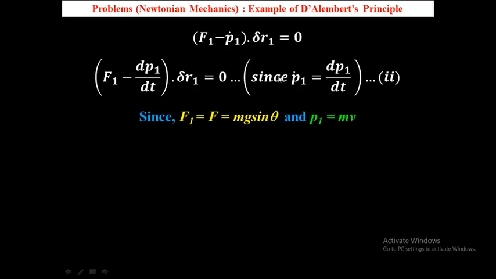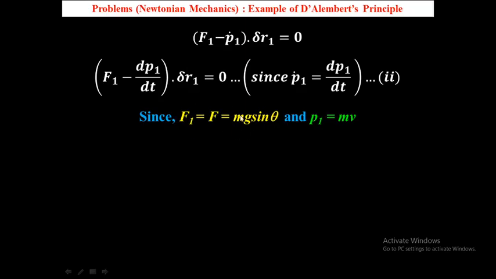So linear momentum can be written as p1 equal to mass into velocity, and this force component is mg sin theta according to the diagram, because mg cos theta balances with the normal force, so that component will cancel and only this component in the direction of motion of object A will remain. So the force will be mg sin theta.